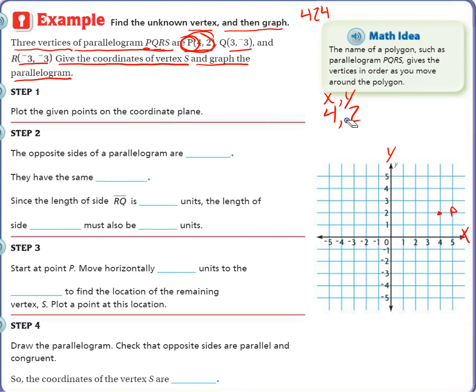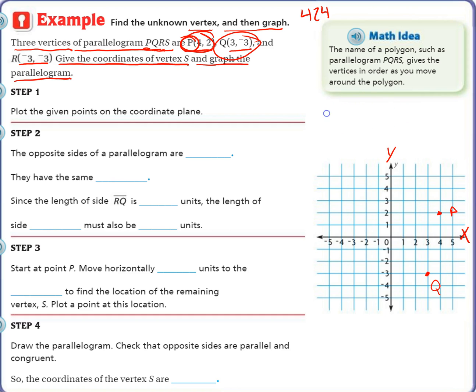My next point is at 3, -3. So I'm going to go to the right 3. I'm going to run 3. And then I'm going to go down 3, -3. 1, 2, 3. And that is point Q.